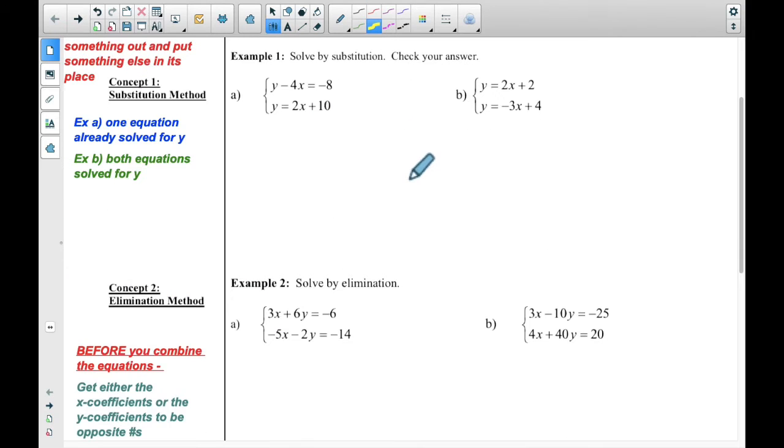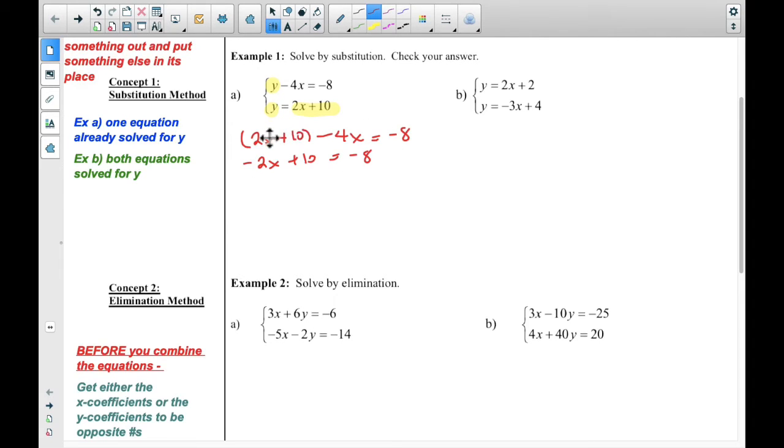All right, getting back to that concept of substitution. If I have y and y is equal to 2x plus 10, that means I can take the y out of the other equation and put in 2x plus 10. And so that's what I'm going to do. I'm going to take out that y and plug in 2x plus 10. Now I need to solve this equation and find out what my x value is going to be.